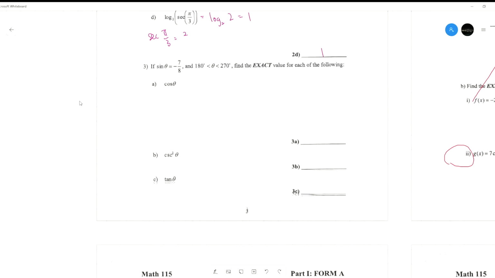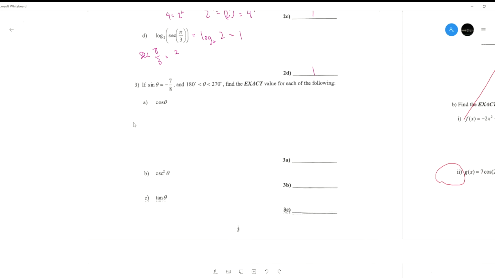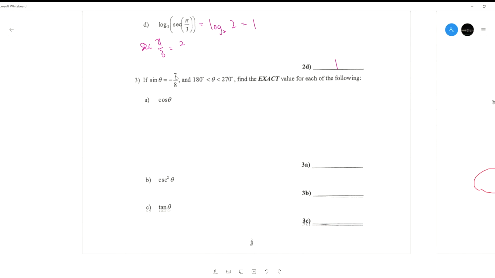All right, number 3. We have sine theta is equal to -7/8. Look at that. We see these problems all the time. This is on the exam too. We're in 180 to 270 degrees this time, right? So that means we're in the third quadrant. So this is quadrant 3, and if I'm in quadrant 3, I have a triangle that looks like this.